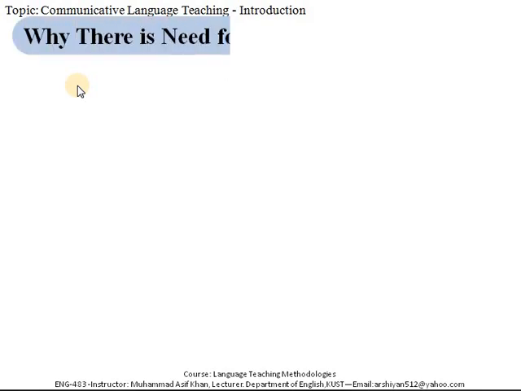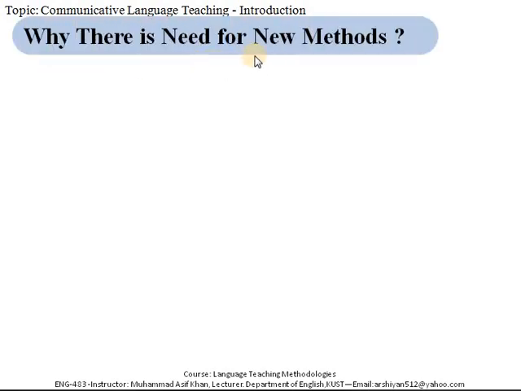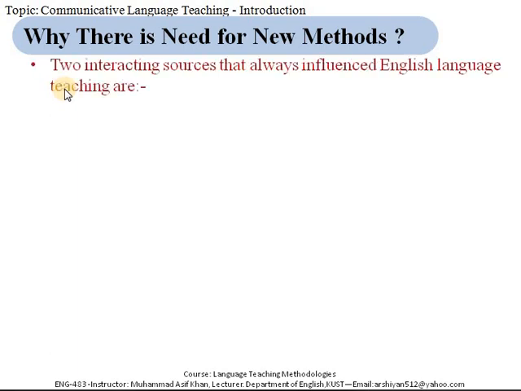Starting from this very question, why is there a need for new methods in learning languages? We see that language learning, and especially English language learning and teaching, is always influenced by two interacting sources. These are the sources which are interacting, and the first source of change in these methods is external, whereas the second source of change is internal. The first one is external and the second one is internal.